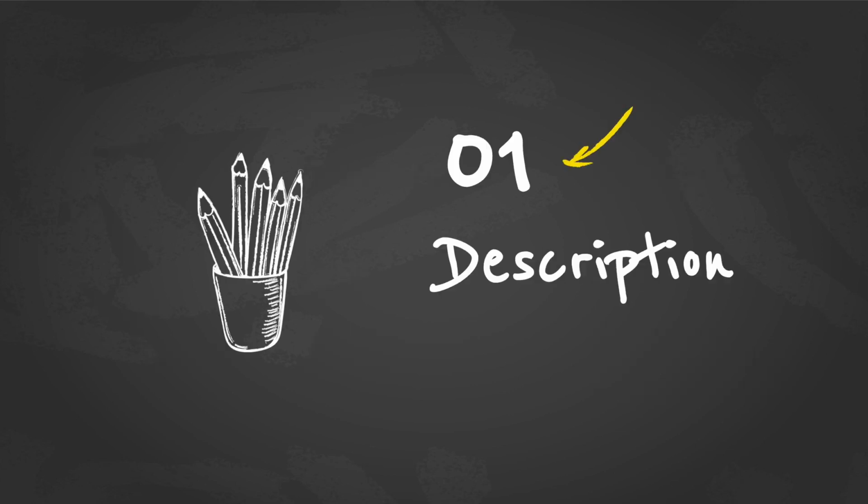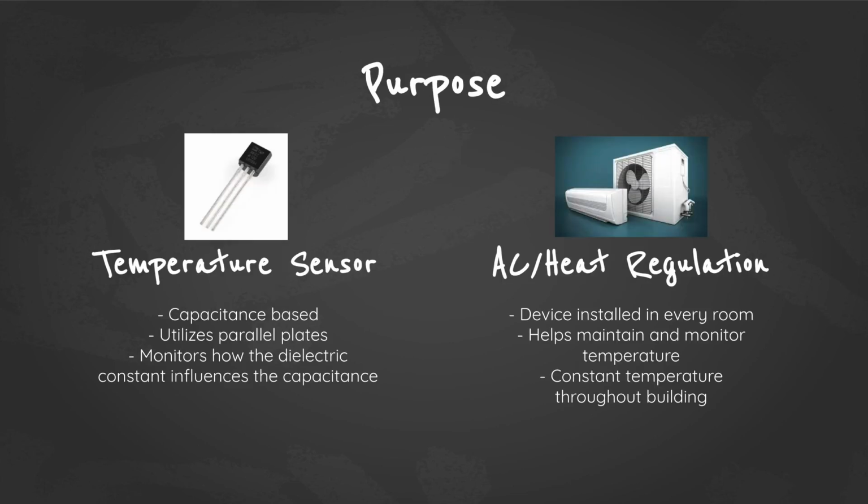We are going to begin by describing the functionality of my project. The purpose of this project is to act as a temperature sensor. Essentially, it is a capacitor-based system that uses parallel plates that monitors the dielectric constant and how that influences capacitance. We're going to use water as a dielectric, and the dielectric of water will change as temperature changes. Therefore, the capacitance is dependent on the dielectric, and the dielectric is dependent on temperature.